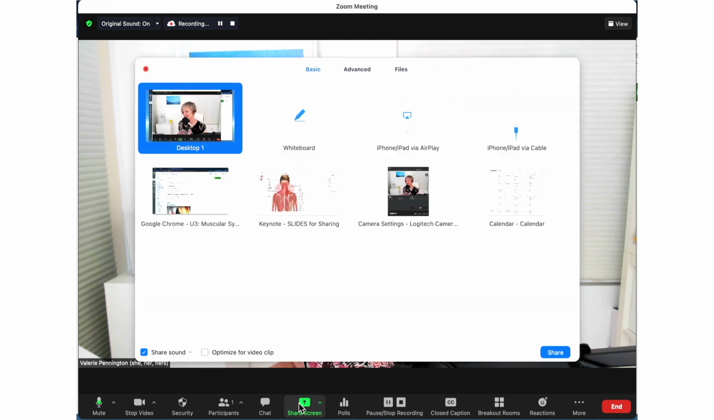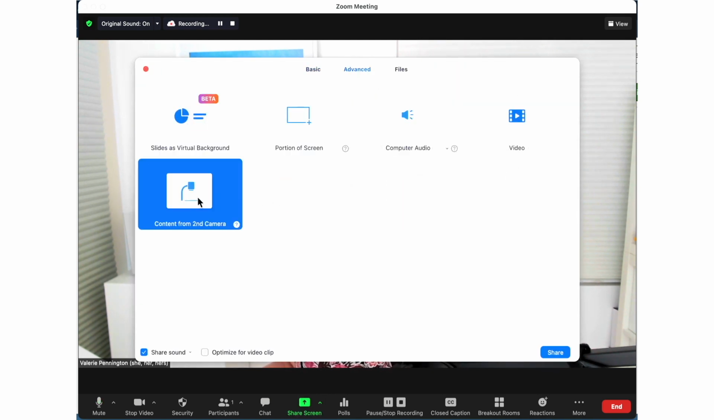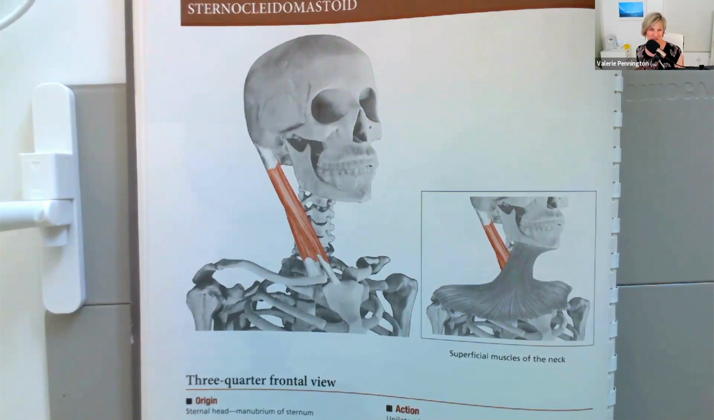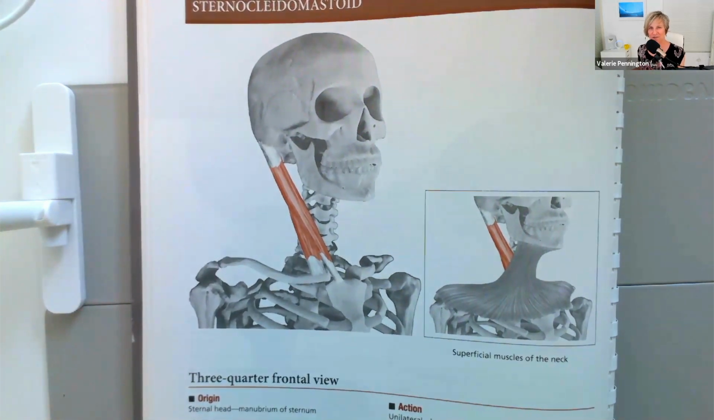So again, come under share. For some reason, again, this is considered advanced. Select content from second camera and share. Here is the feed from my document camera, and that way your students can still see you as you are interacting and showing them whatever it is that you're sharing.